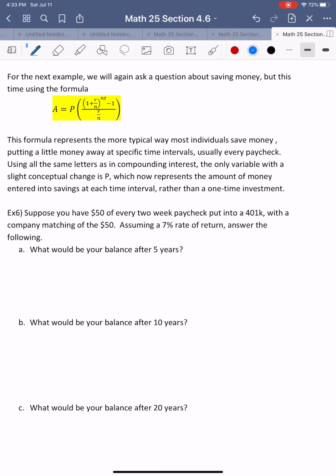So example 6, because if you get a paycheck, you might want to take like 10% of whatever the paycheck is and put it as savings. But you don't want to put that as simple interest. You might want to put it into something that gives you more money, right? So example 6. Suppose you put $50 from every 2-week paycheck into a 401k with a company matching of the $50. Assuming a 7% rate of return, answer the following questions. What will be your balance after 5 years? So looking for the balance, the principal is 100.